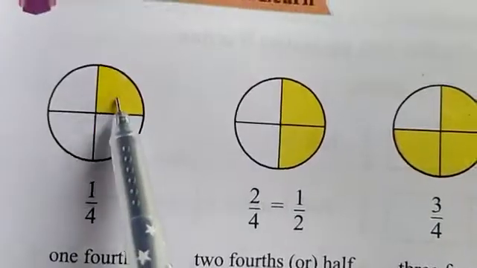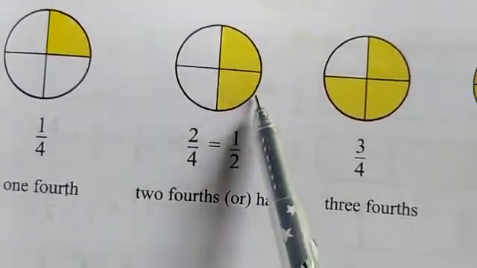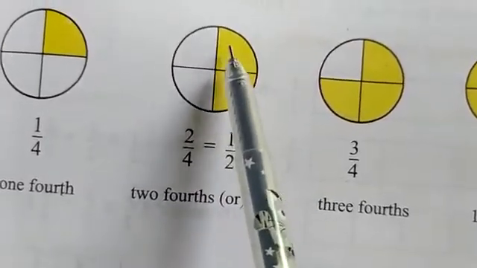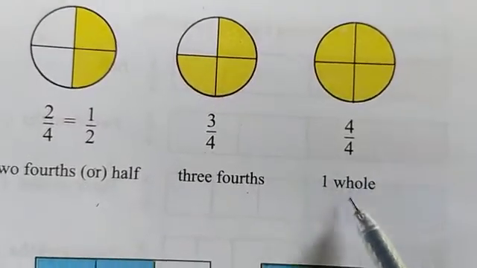See here only 1 is shaded, no? We can read as 1/4. Here 2 are shaded, no? 2/4 or we can read as half. 3/4. Total shaded, no? 1 whole.